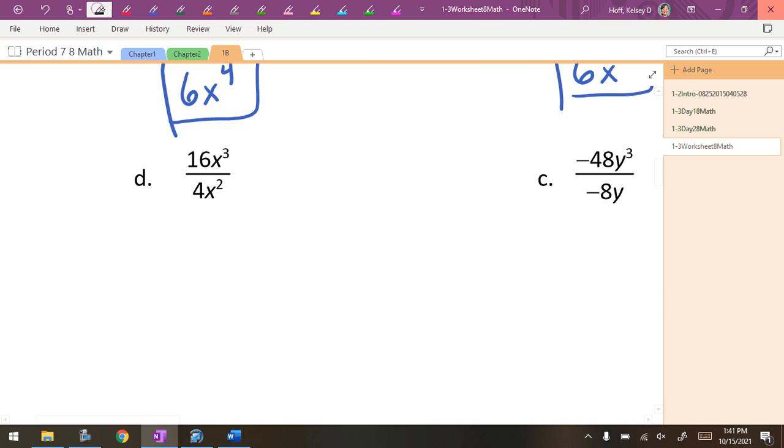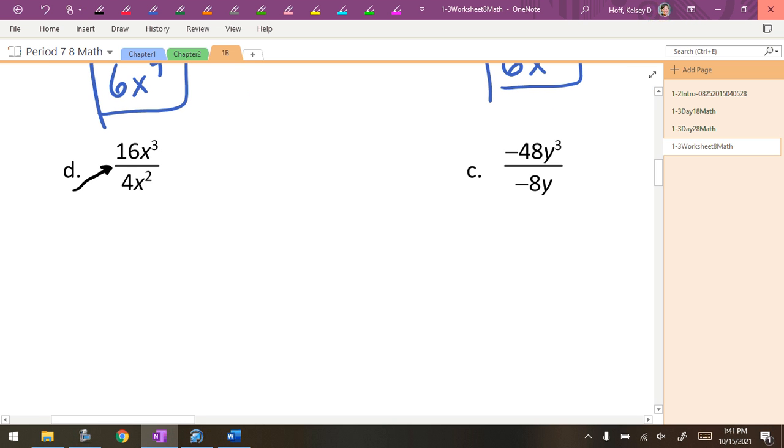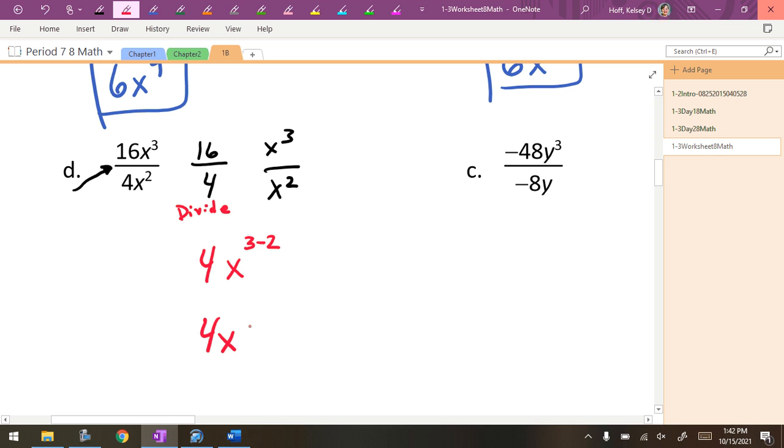D, what indicates what we're doing here? The fraction bar tells me I am dividing. Now remember, instead of putting them in parentheses, we separate them into their own separate fractions. 16 and 4 are coefficients, the numbers out in front of the variable, and then our base x. So just like when we were multiplying, with our coefficients, we actually want to divide them. 16 divided by 4 is 4. Keep your base of x. What do you do to your exponents? Subtract 3 minus 2. So your final answer is 4x to the first.